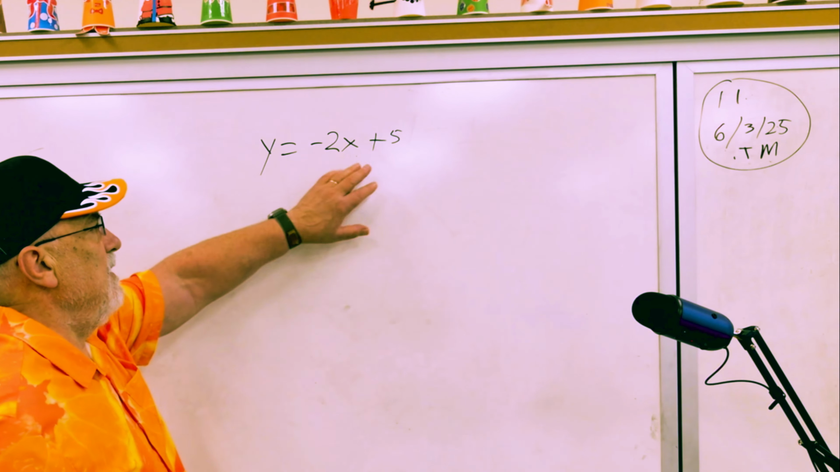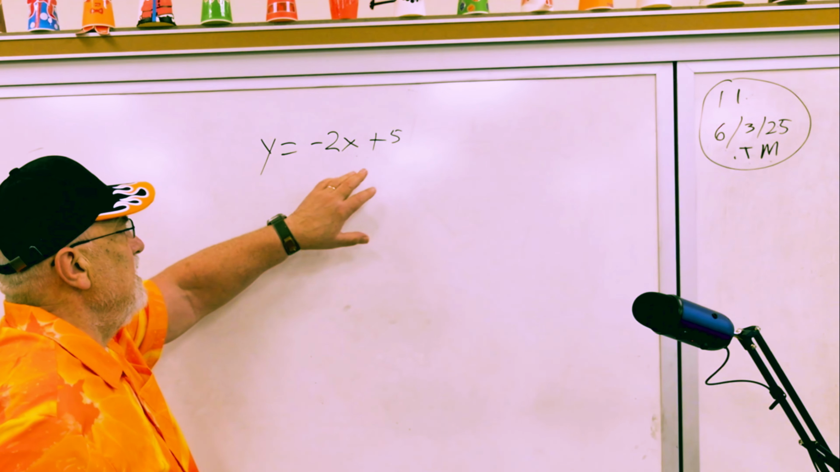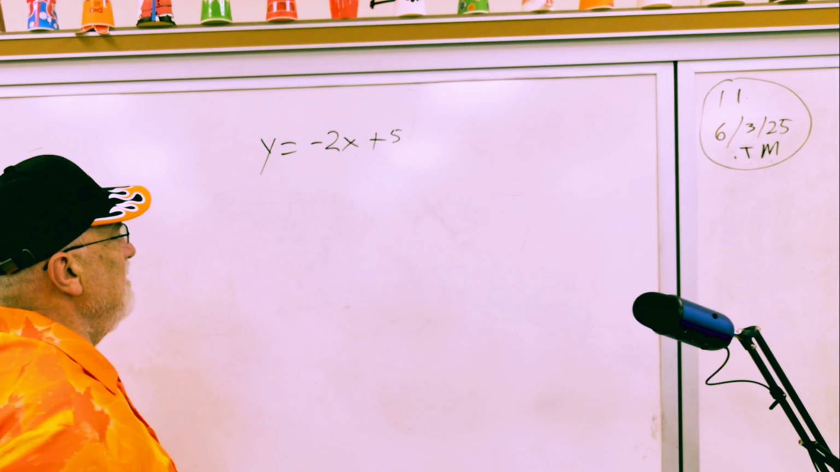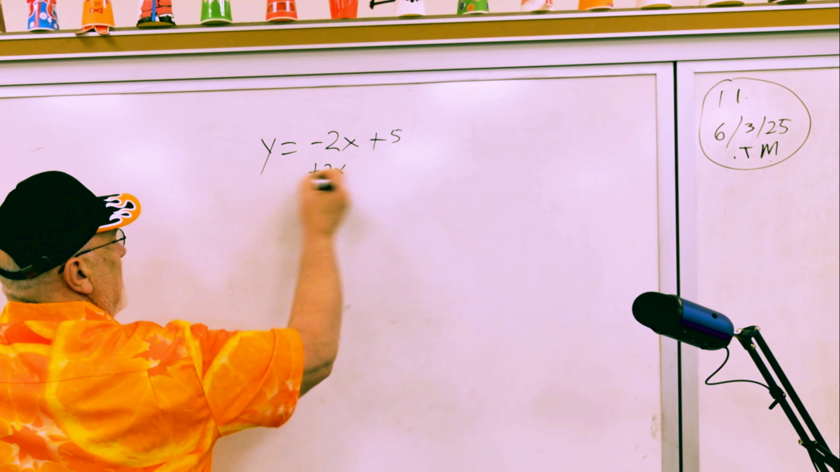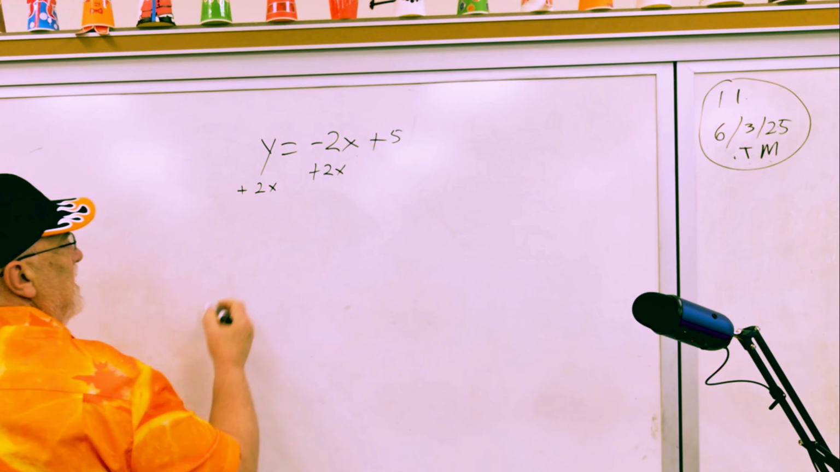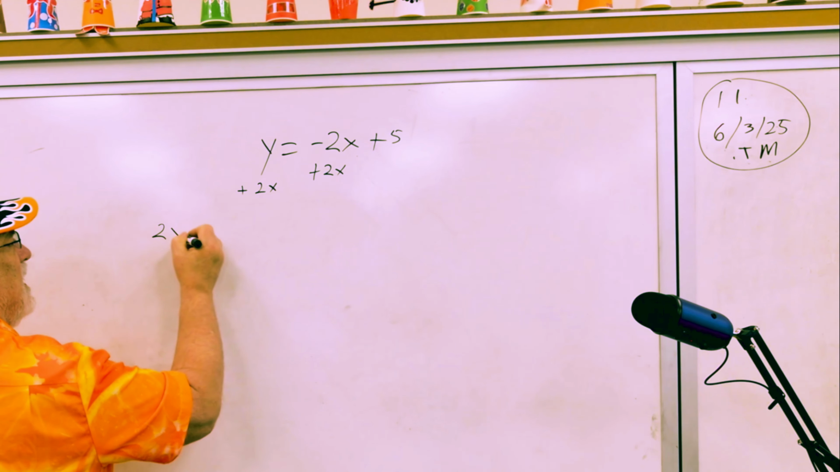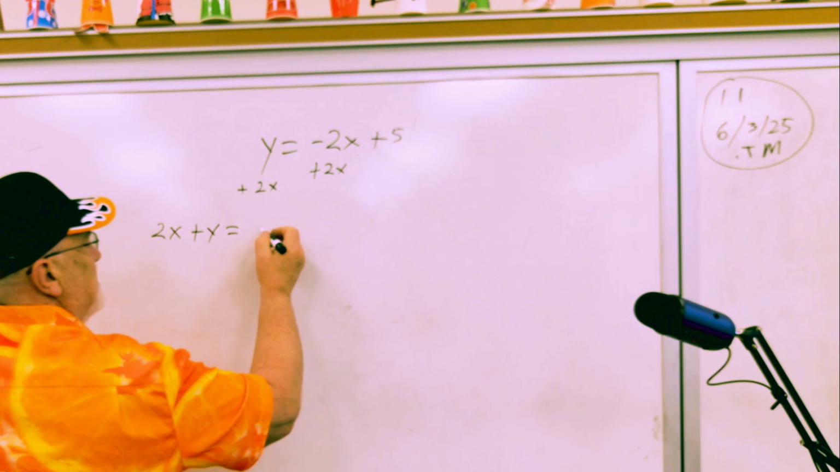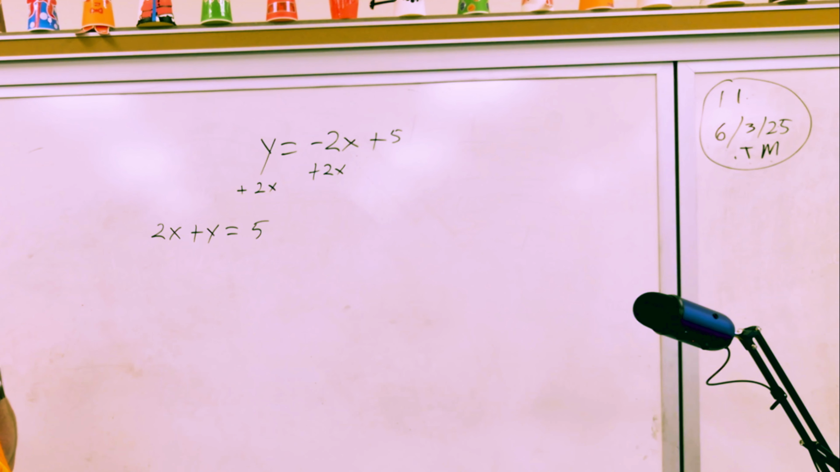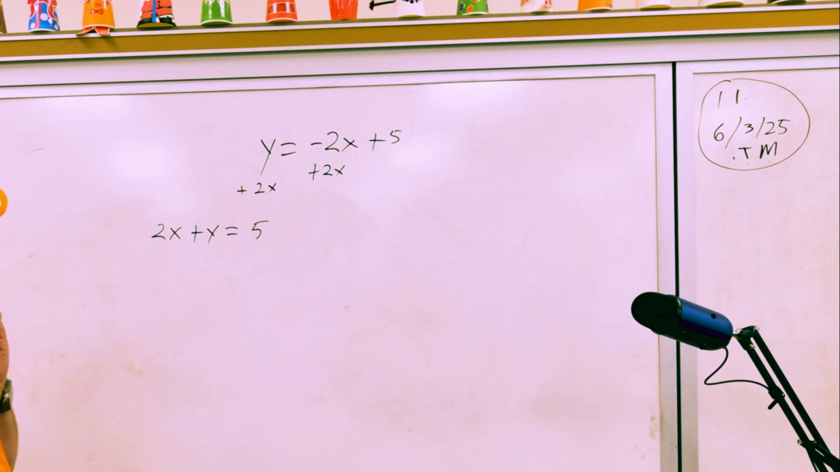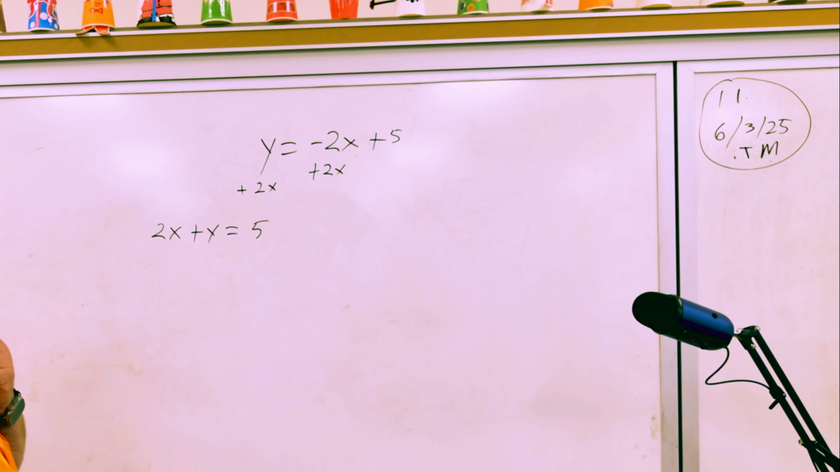We want to get everything on the other side, except this 5 is going to stay there. So we're going to add 2x to both sides, plus 2x. And we know we want that in front, so we're going to say 2x plus y is equal to 5. And I guess that's all we need. Does that work? Yeah, it works.